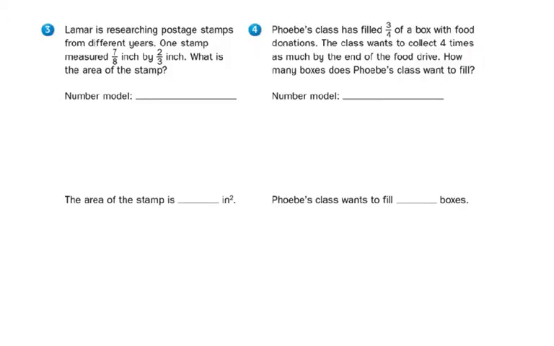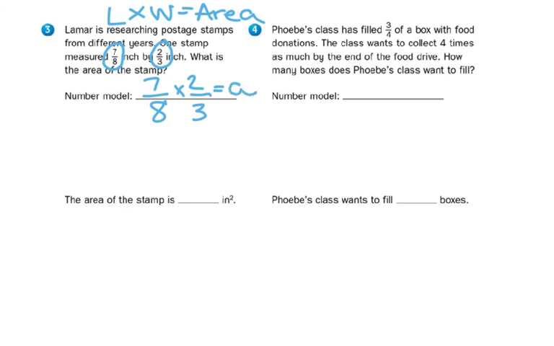Number 3, Lamar is researching postage stamps from different years. One stamp measured 7/8 of an inch by 2/3 of an inch. What is the area? Remember, to figure out area, we take length times width. Area is the amount inside. So we would take 7/8 times 2/3 to get our area.